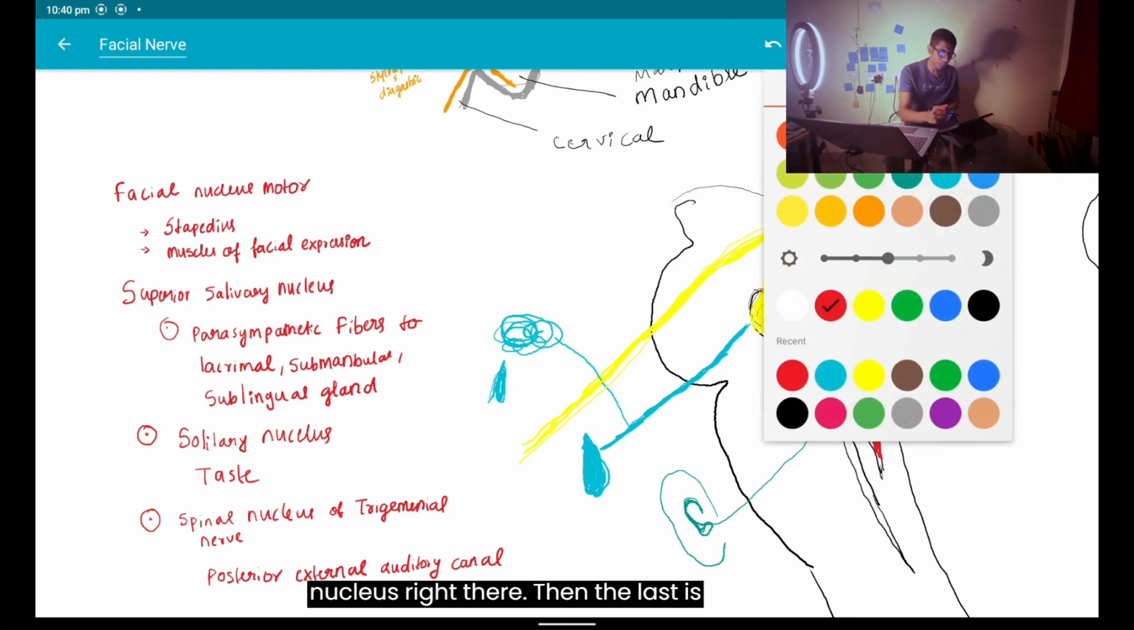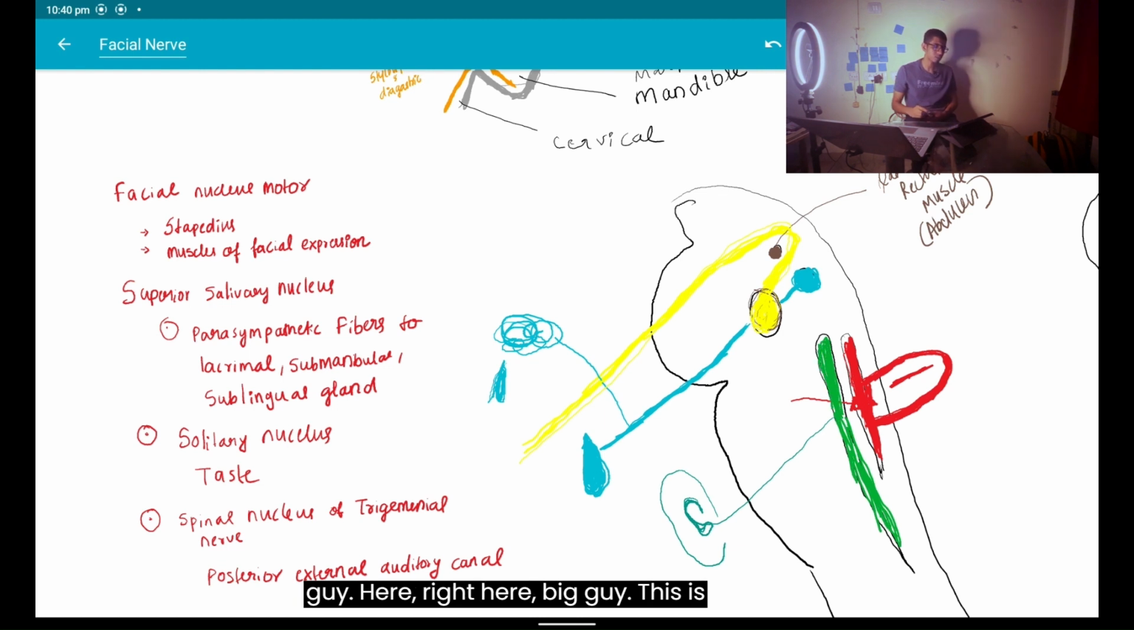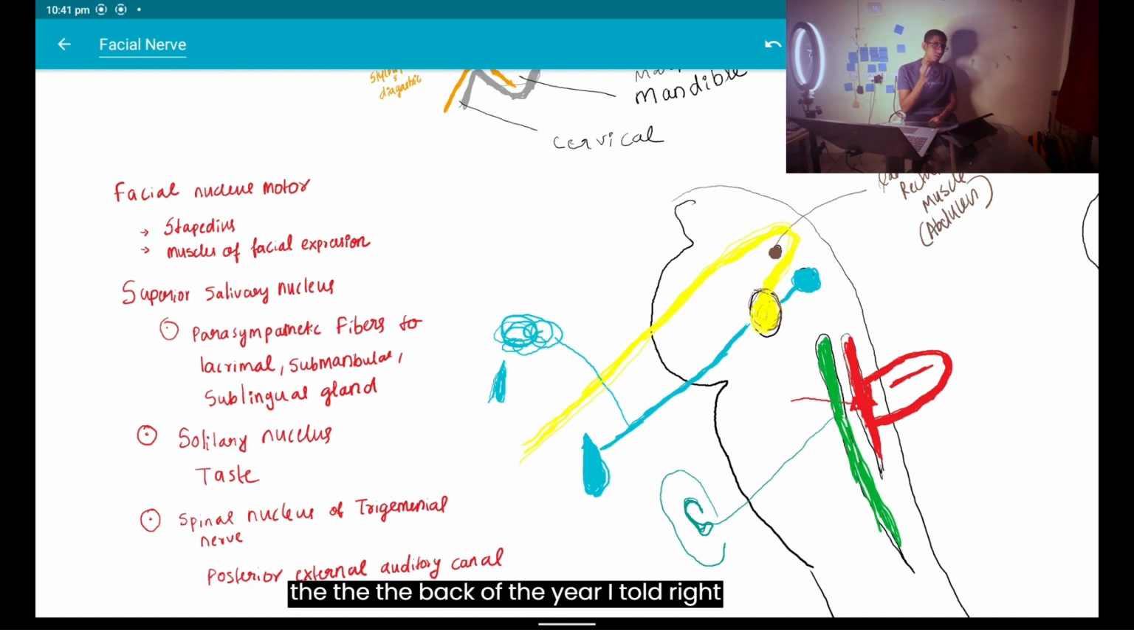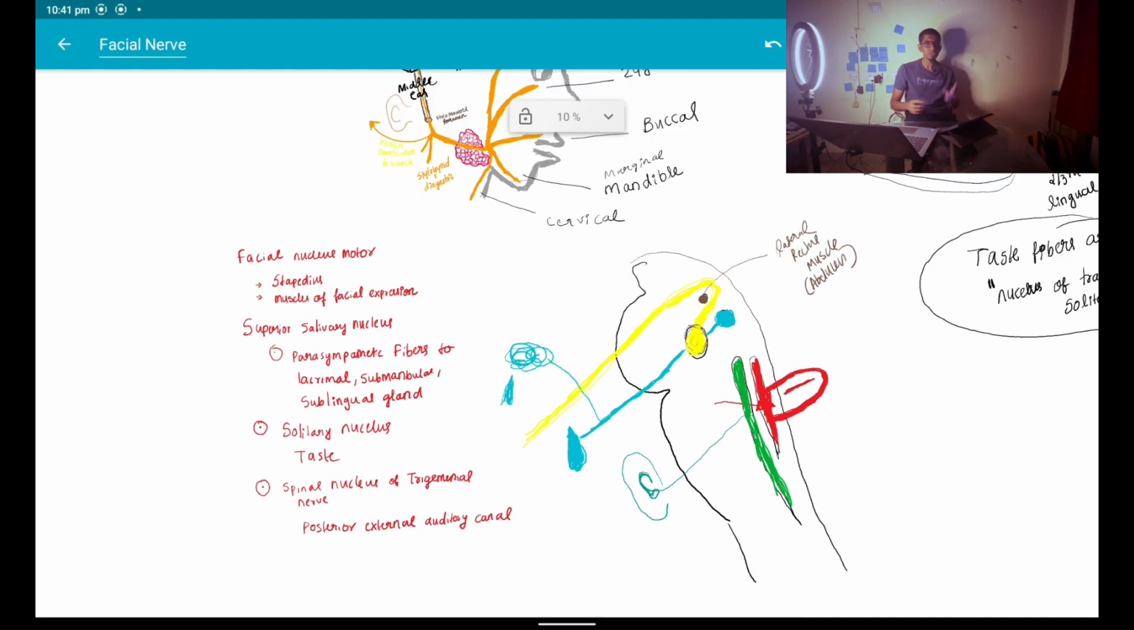Then the last is this green color. Look at that green color, big guy, right here. This is the spinal nucleus. So the sensation of the tongue is from the solitary nucleus, and the back of the ear, I told you, right, there is sensation supplied there. That is one single nucleus called the spinal nucleus of the trigeminal nerve, right?